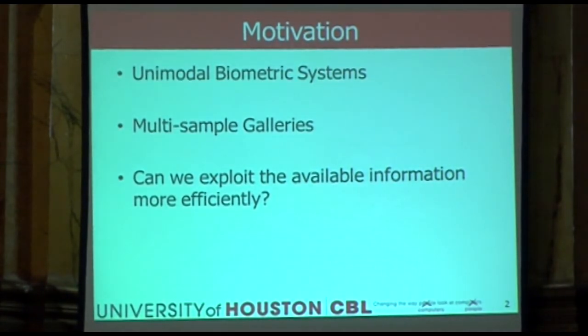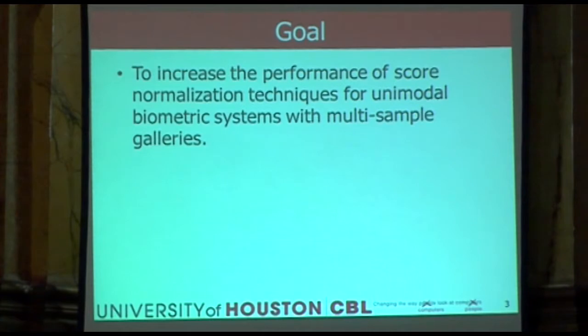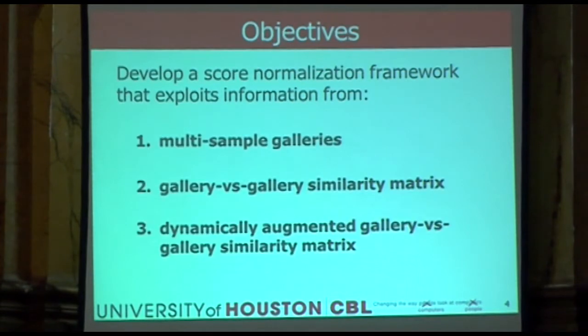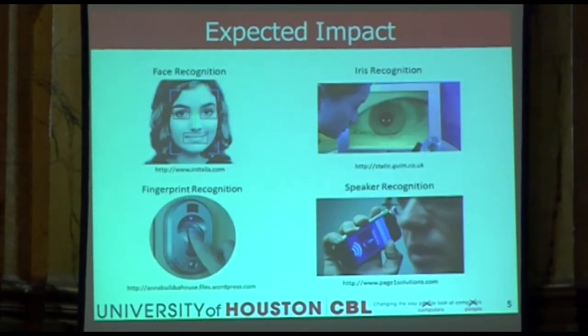Our hypothesis is that we can exploit the available information more efficiently to improve the performance of current score normalization techniques. So our goal is to develop a framework that works with existing score normalization techniques or those to be invented. We are not proposing a new score normalization technique, and I want to make that clear. We are refining this goal into 3 objectives, depending on the information that we use each time, and we propose a different algorithm for each case.